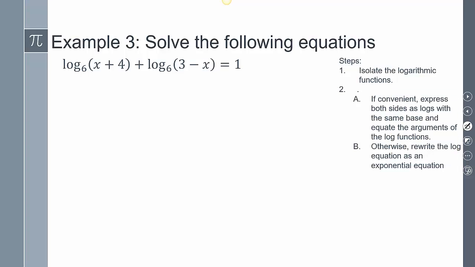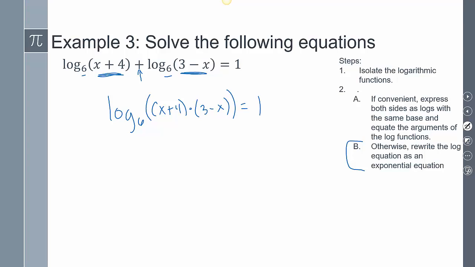If you remember, one of the properties of logs says that if this is addition, that means I can multiply what's inside the logs together and combine it into one log. Now, we have to make sure that those are the same. Now, they are both base 6, so I can combine these into one logarithm and I multiply what's inside the logs. So x plus 4 times 3 minus x, and that equals 1. So now my log has been isolated. There's only one log. There's nothing being added to it. There's nothing being multiplied to it. And so now I need to rewrite, we'll do part B here, rewrite the log as an exponential equation.